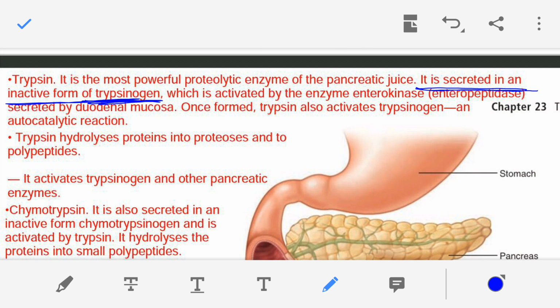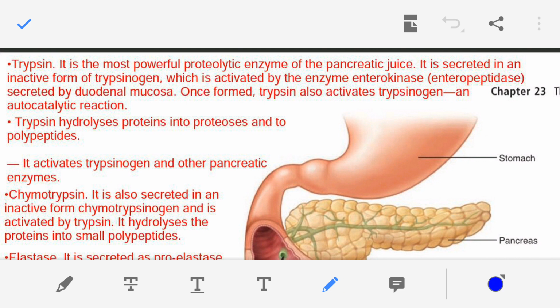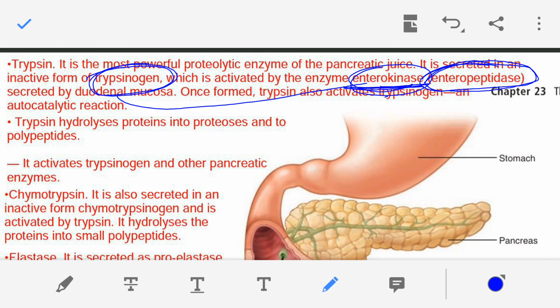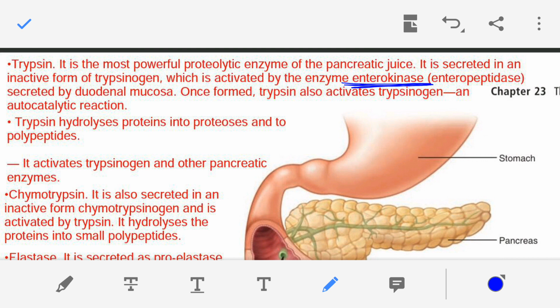trypsinogen. And this inactive trypsinogen is activated by the enzyme enterokinase. The other name for enterokinase is enteropeptidase. So enterokinase acts upon trypsinogen, and this trypsinogen is converted into active trypsin. Now, this enterokinase enzyme is secreted by duodenal mucosa.